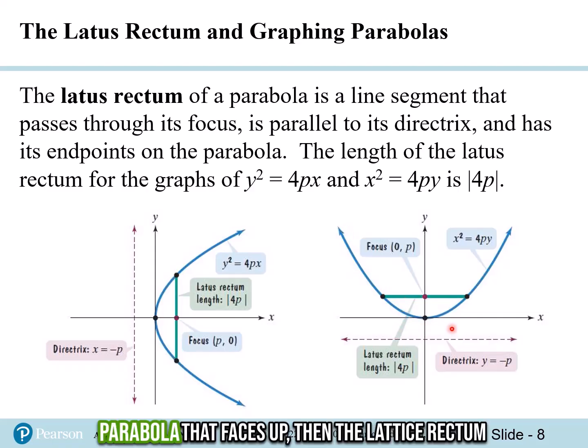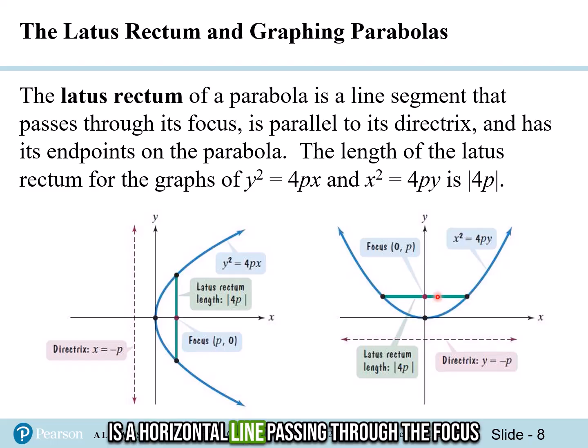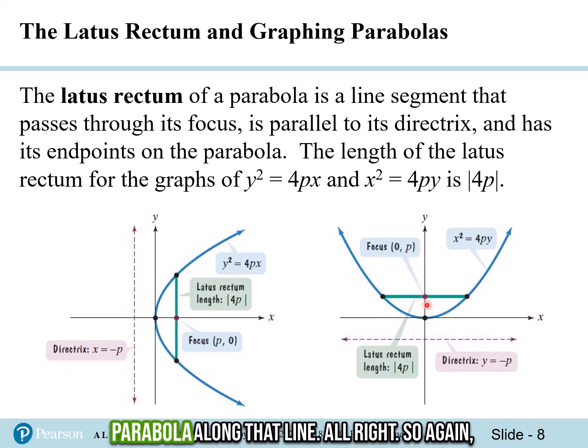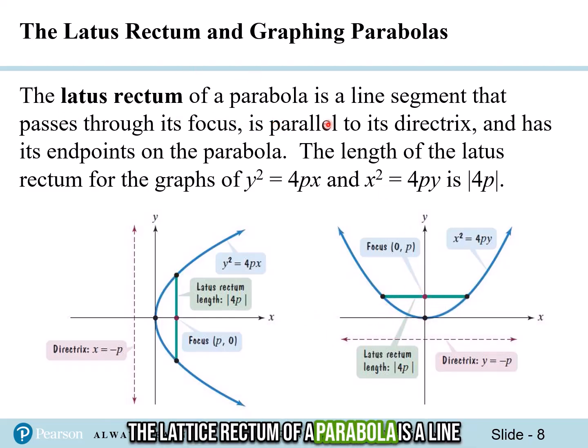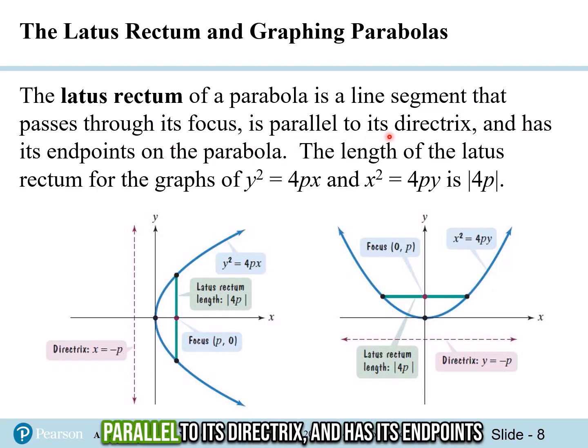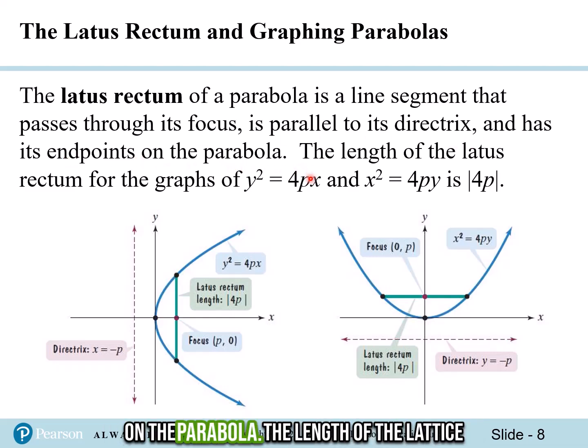If it is a parabola that faces up, then the latus rectum is a horizontal line passing through the focus point and connecting the two ends of the parabola along that line. All right. So again, the latus rectum of a parabola is a line segment that passes through its focus, is parallel to its directrix, and has its endpoints on the parabola.